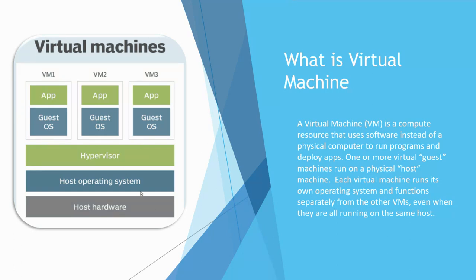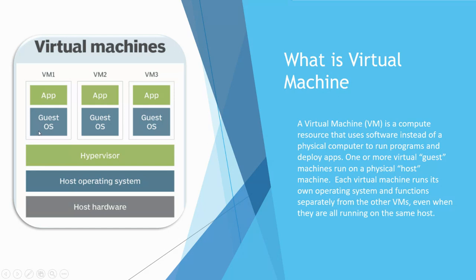But in the case of a virtual machine, you have the host hardware, over that the host operating system is installed, and over that we install something called a hypervisor. This is the main and critical part of a virtual machine. This is the component which made a world of difference. Over this hypervisor you can build as many VMs as the host hardware supports. So in this example you can see they have built three VMs.